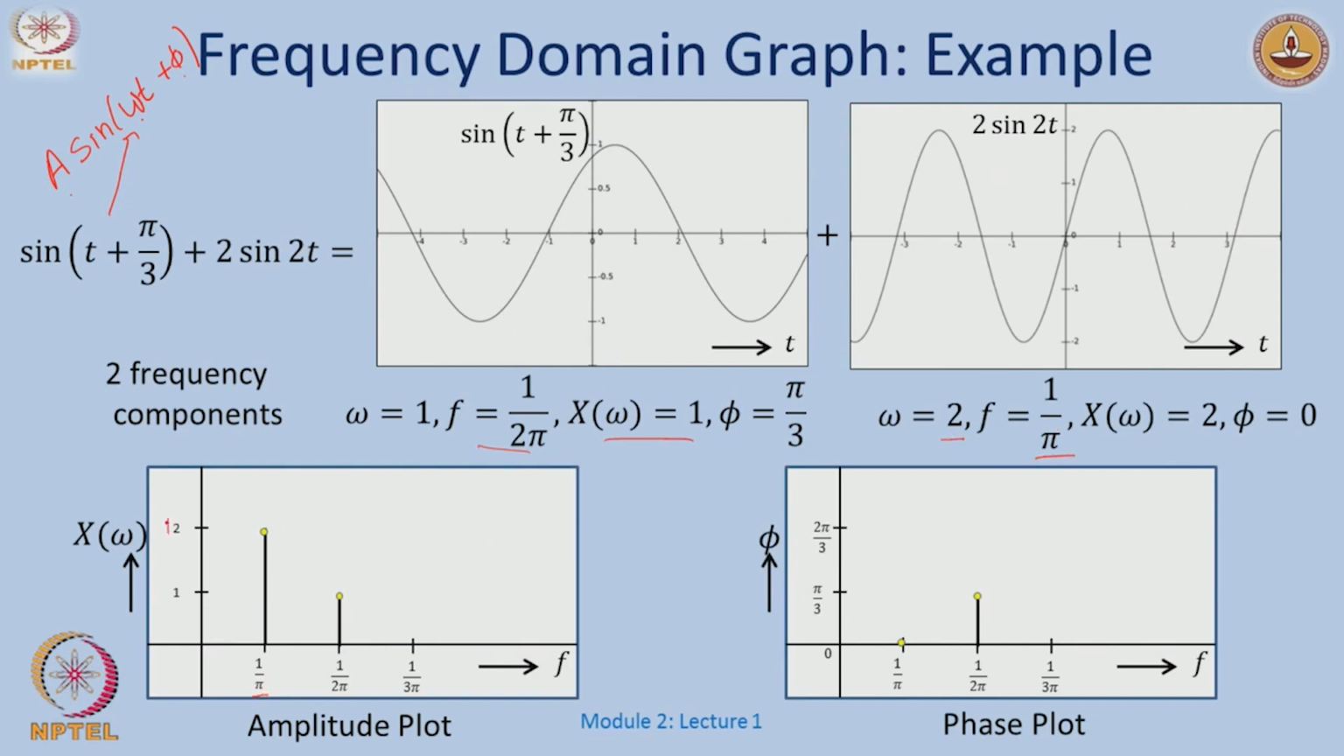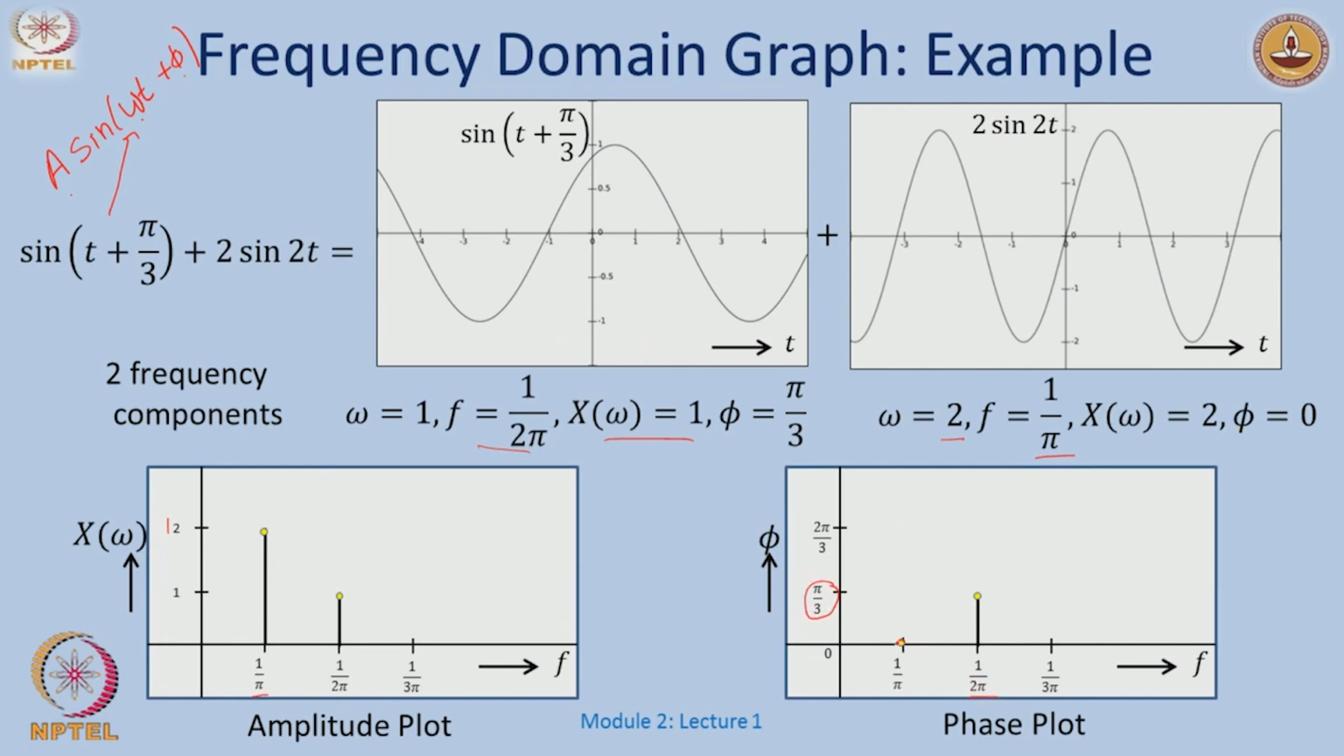Now, what about the phase plot? The first signal, sin(t + pi/3), has a phase shift of pi over 3. So, corresponding to frequency 1 over 2 pi, I have a phase shift of pi over 3, and the second signal does not have any phase shift.